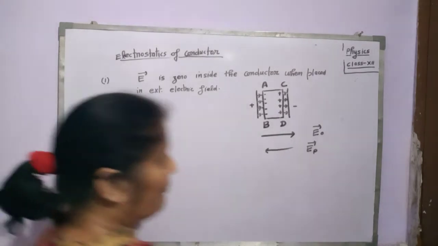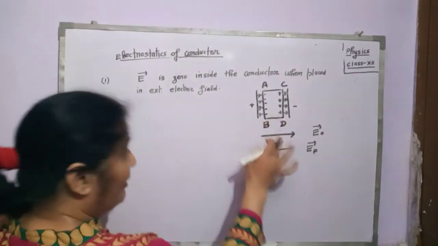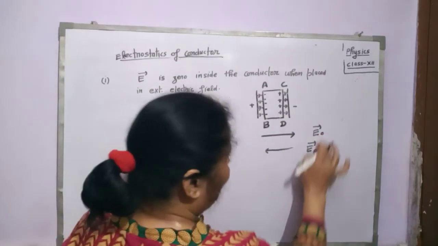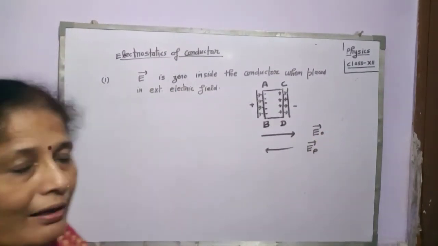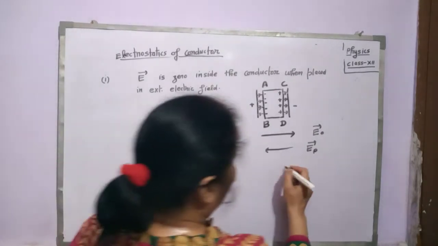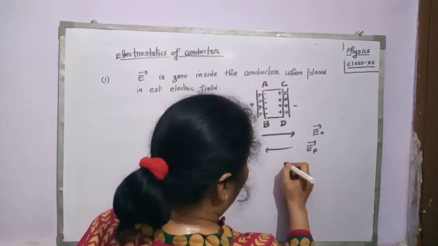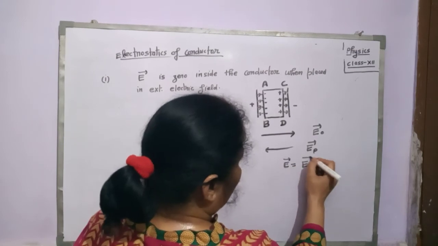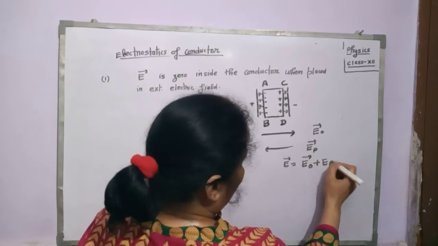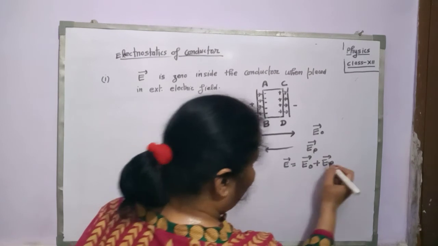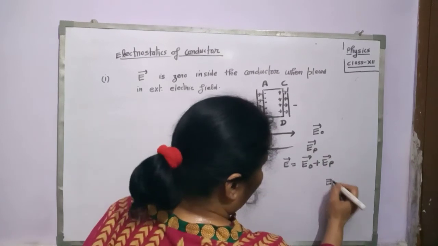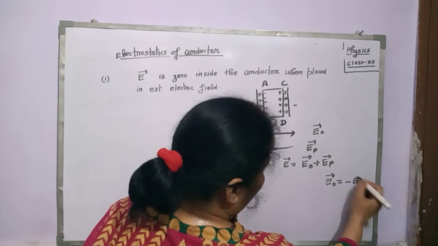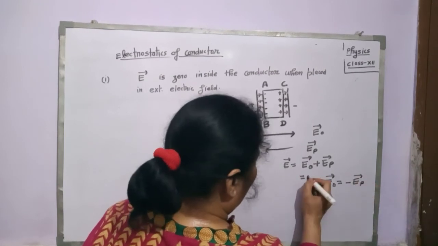In equilibrium, these two electric fields become equal and opposite in direction. Then the net electric field inside the conductor is the vector sum of these two fields. But these two fields are equal and opposite, that means E naught is equal to minus E P. Therefore, the net field becomes equal to 0.